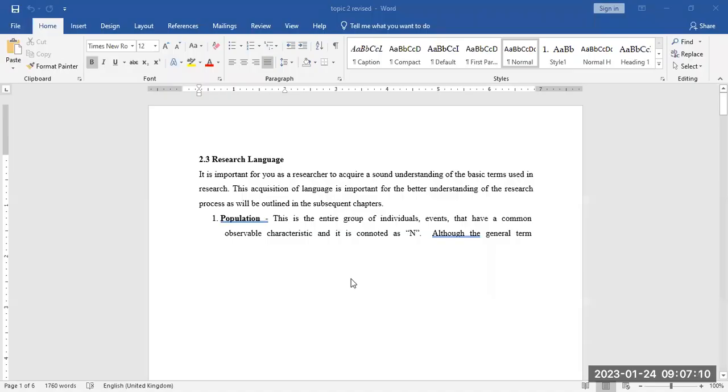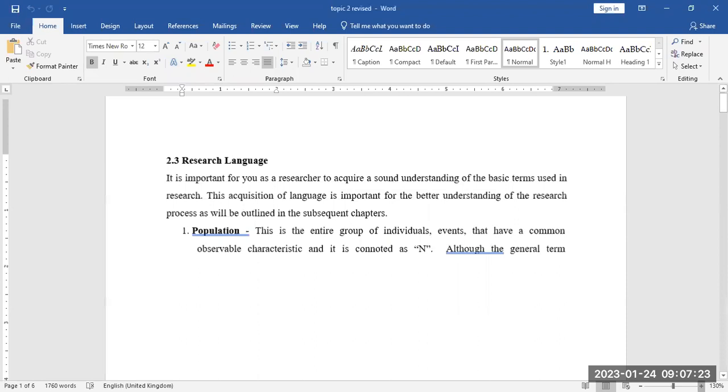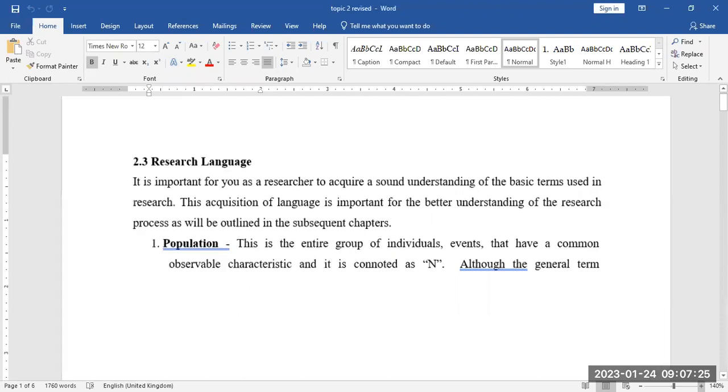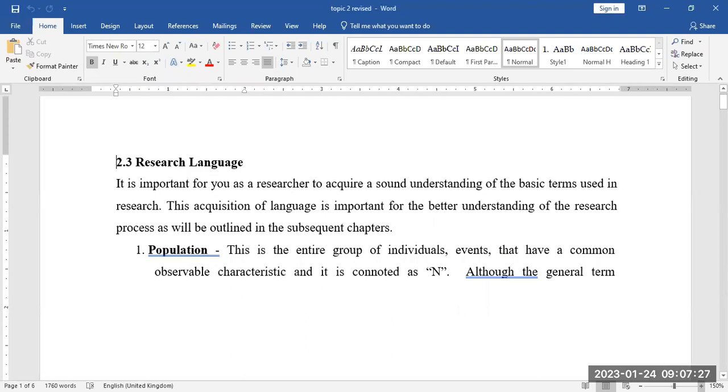Remember, today we are looking at concepts. So it is important for you as a researcher to acquire a sound understanding of the basic terms that are used in research. And this acquisition of language is important for the better understanding of the research process, as will be outlined in the subsequent chapters or topics.